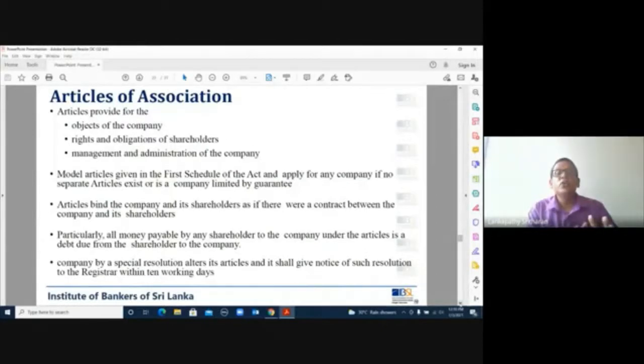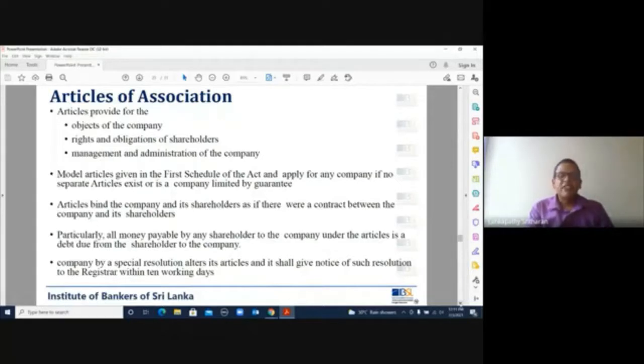Particularly, all money payable by any shareholder to the company under the articles is a debt due from the shareholder to the company. If a company alters its articles by special resolution, it shall give notice of such resolution to the registrar within 10 working days. So the last point to keep in mind: the company can, by passing a special resolution, alter the articles of association. And if they alter them, they have to inform the registrar of companies within 10 working days.